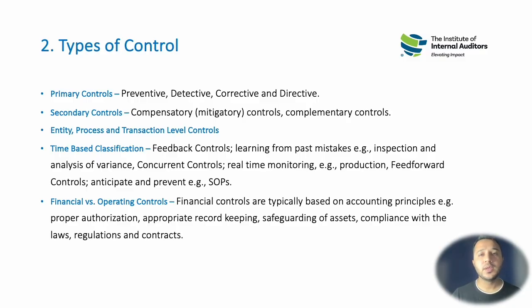Preventive control is when we place a control to ensure that a negative event doesn't happen. For example, we install a fire alarm, we place a lock on the door, we put a password on our computer so that no unauthorized person accesses it. So these are different types of preventive control.